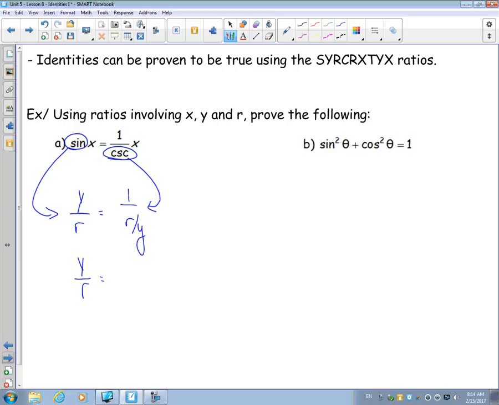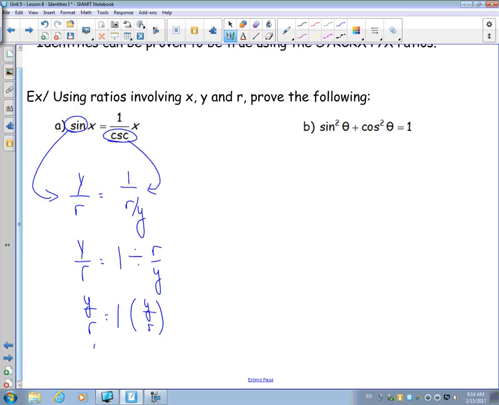Sure I can. 1 divided by r over y, and a better way of writing that is 1 divided by r over y. And we know that when we divide fractions, we actually want to flip and multiply. And 1 times y over r, well, that's y over r. So I've proven that these reciprocal ideas actually are true. Left side equals right side. This is my proof. Now it's a simple one because it's something we already know. We know the reciprocal idea. How about a more complicated version of that?